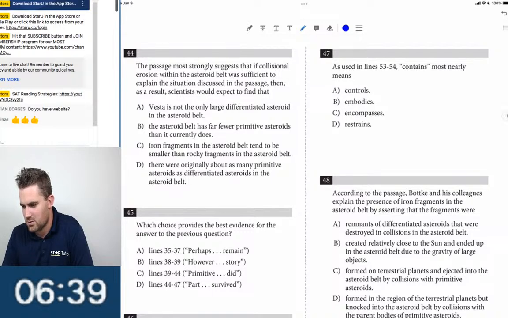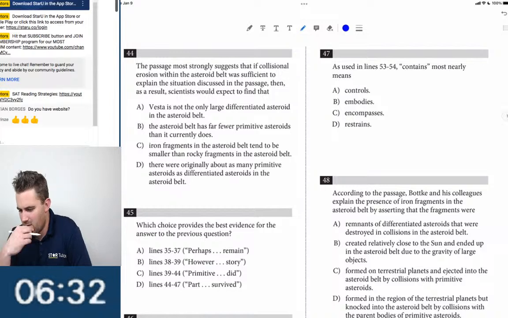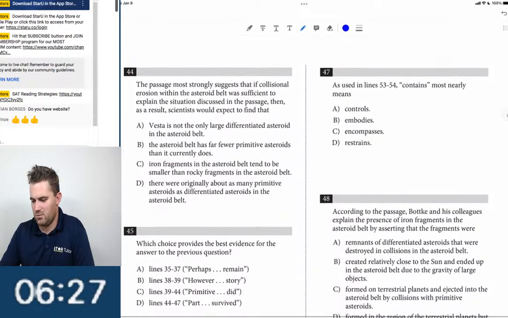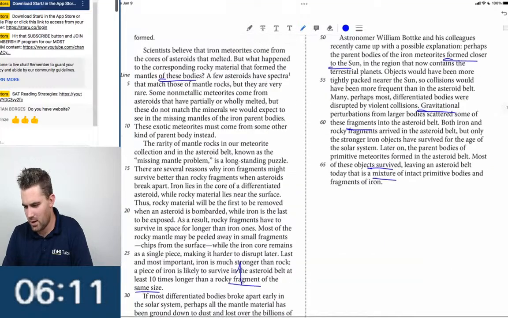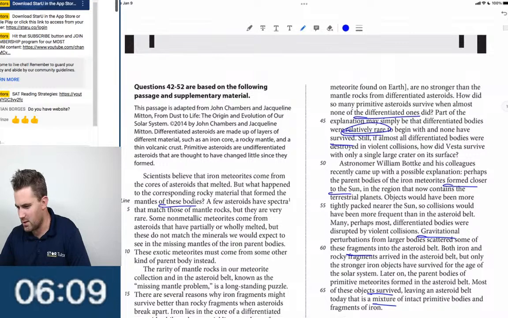I want the answer that is currently found. I do remember them talking about this, right? It's got to be B, right? And I remember when they talked about it, or at least I know the lines. So many primitives survive, while almost none of the differentiated ones. Right, it's got to be around line 40.